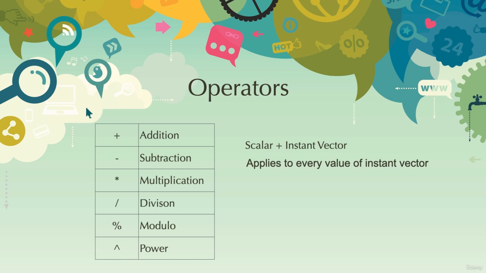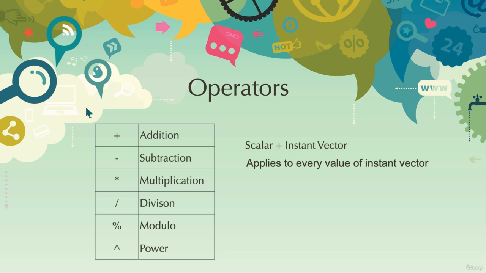If you apply any of these operators onto scalar values, for example onto float values, you obviously will get another scalar or float value. For example, if you apply it on 2 and 2, obviously you will get 4, which is a scalar or a float or integer value. However, if you apply any of these operators on a scalar value and an instant vector, what happens is that that scalar value will be applied on every single member of the instant vector. For example, if you have an instant vector with 2 rows, 5 and 6, and you plus it with, say, 5, then you will get 10 and 11.